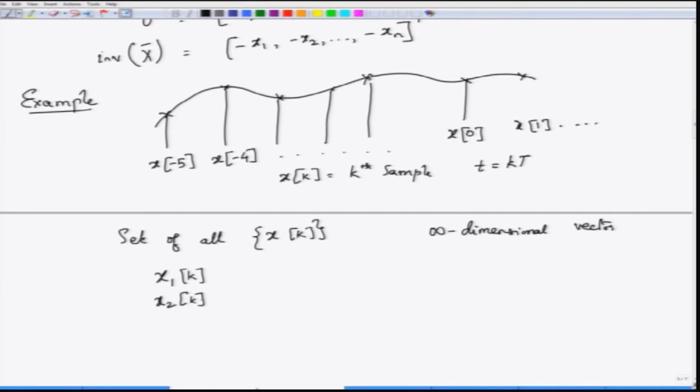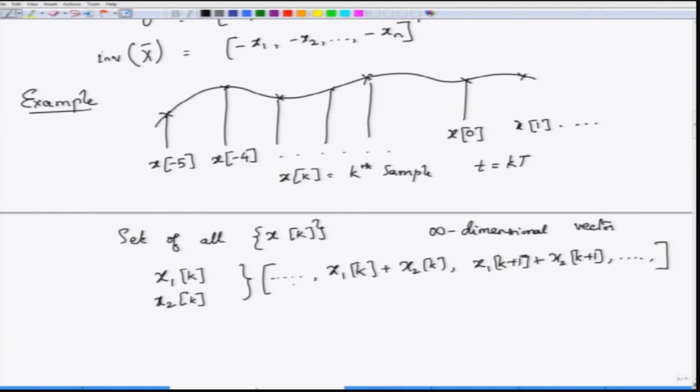These two may have come from two different continuous time signals which have been sampled, or they have been given as two sequences to you. The vector addition of these will be adding them component-wise, right. So, at each kth time you take the value of x1 of k and add it to x2 of k. At the k plus 1th time, this would be the sum, and at k minus 1 this would be x1 of k minus 1 plus x2 of k minus 1. So, this would be the vector, okay.